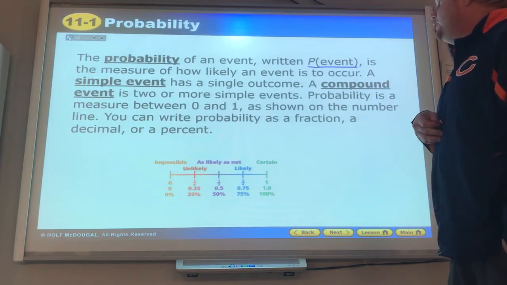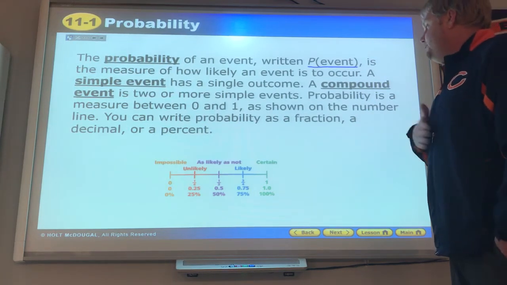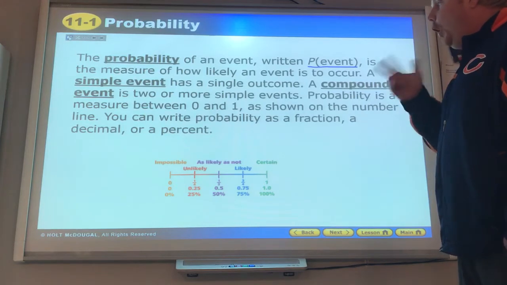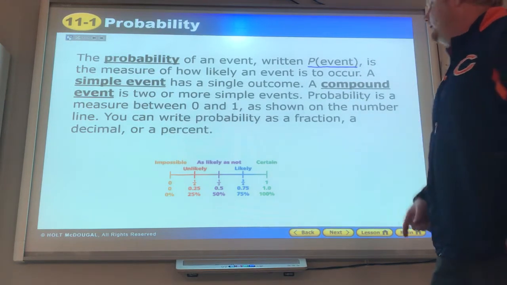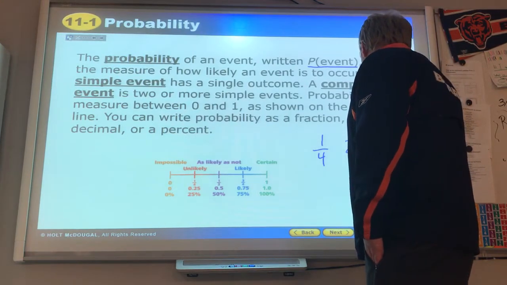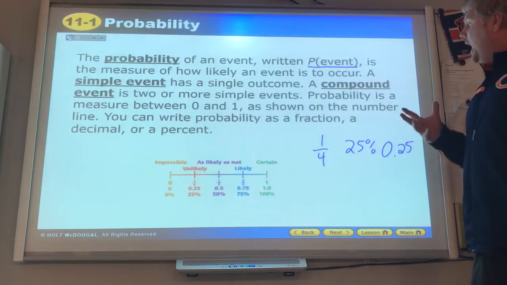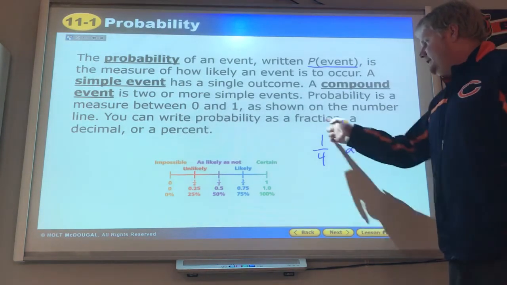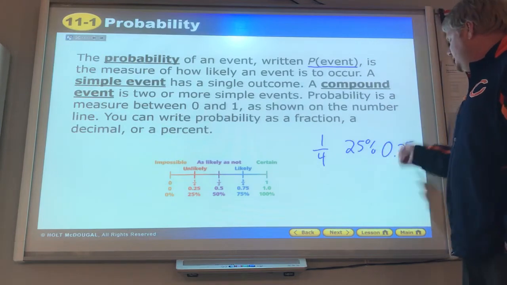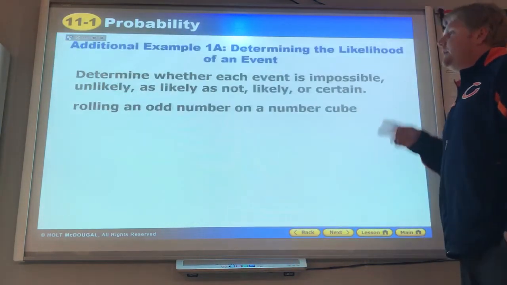Probability is measured between 0 and 1. As shown on the numbered line, you can write probability as a fraction, a decimal, or a percent. Because remember, 1/4 is 25% is 0.25. I'll accept them in any form. I think fractions are the easiest, but some people don't like them. They like decimals. Whatever makes sense to you, whatever floats your boat.